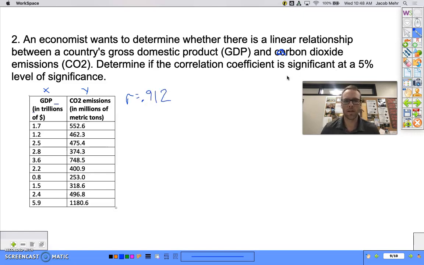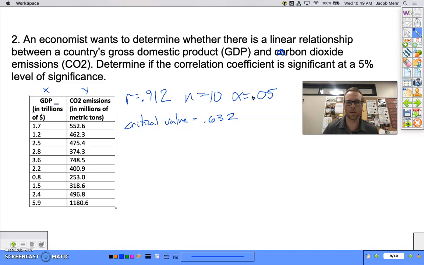Okay, let's see here. How many data pairs do we have? 1, 2, 3, 4, 5, 6, 7, 8, 9, 10. Our level of significance is set at 5%. So we're going to go to the table here. I'm going to go down to n equals 10. And we get a critical value equal to 0.632. And it makes sense that it's slightly smaller than the last one because we've increased our sample size a little bit. So we can be a little bit more confident.